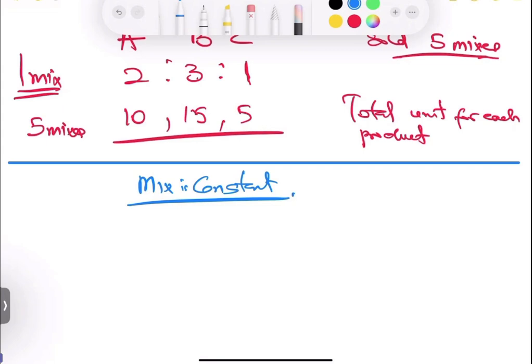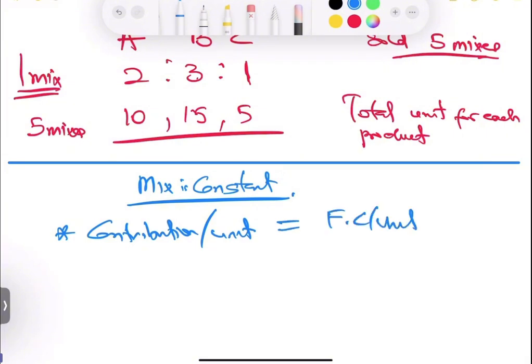The first thing we calculated yesterday was contribution per unit, if you remember, because we said contribution per unit during break-even will be equal to fixed cost per unit. But ladies and gentlemen, today we are not going to be using that ratio. We'll be using contribution per mix, and we expect it to be the same thing as the fixed cost per mix.